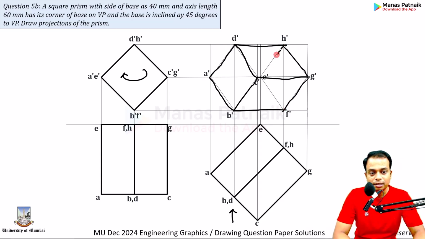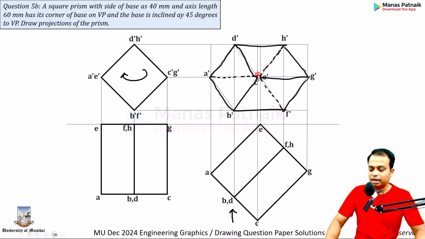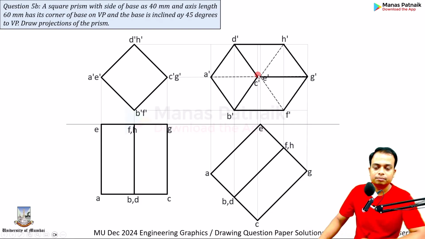What is not visible is this HE. What's not visible is this EF. What's not visible is this A dash, E dash. Done. Finally, your object looks like this.